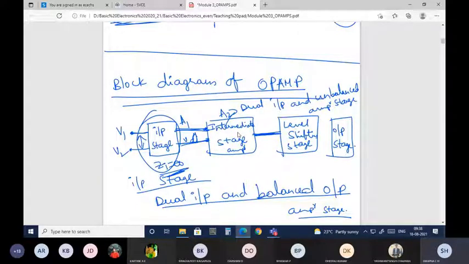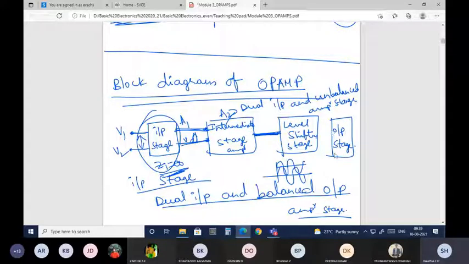Then comes the level shifter stage. Here it will not amplify anything, but if the signal ground point is changing, that is, if its offset voltage is increased, then it will bring the signal back to the ground level. This is the use of the level shifter stage.